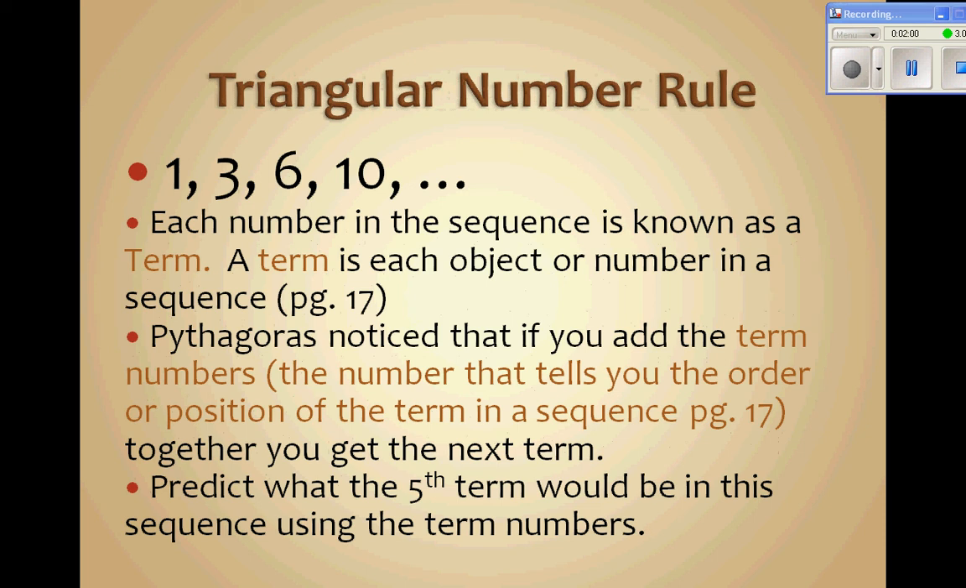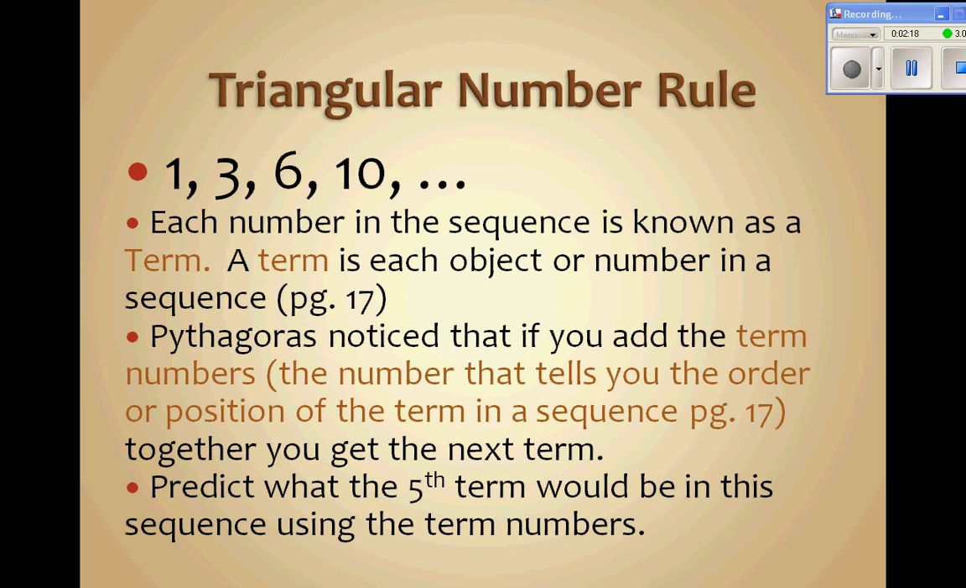Each of the numbers in the sequence is known as a term. So 1 is a term, 3 is a term, 6 is a term, and 10 is a term. A term is an object or number in a sequence. This definition can be found on page 17 in your math book.